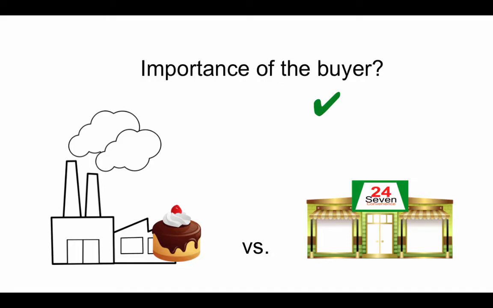How important is the buyer? Well, grocery stores sell a lot more than just cakes. So if the grocery store couldn't get a good deal on the cake, it wouldn't put them out of business. They've got lots of other options, whereas the bakery really needs to sell that cake in order to stay in business. This makes the grocery store pretty important, and it gives them more negotiating power.